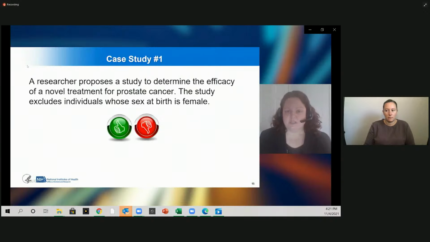Okay, well, hopefully this one wasn't too hard for you. I mentioned this earlier. So this is a thumbs up. In this case, the condition does not occur in the excluded group of females, those whose sex at birth is female. So it's okay to exclude individuals from this study. I'll give it a thumbs up. Now let's move on to the next case study.